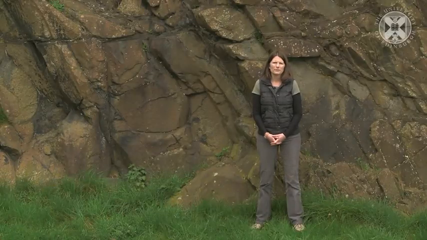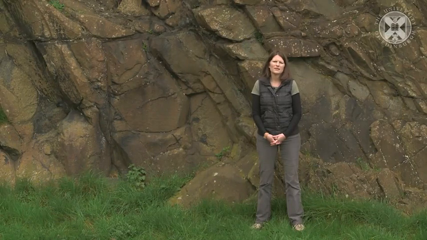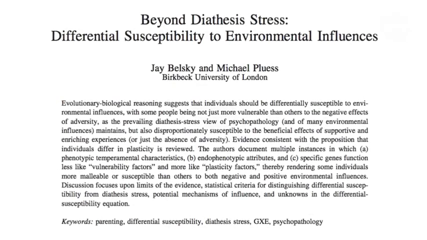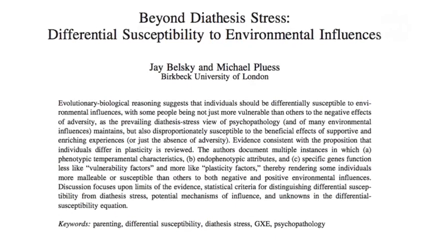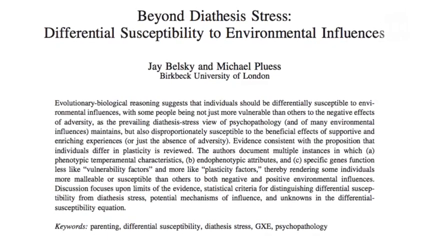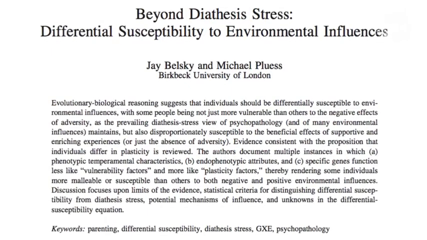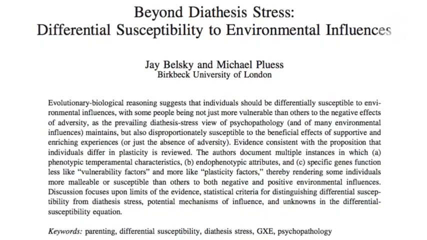One example of how gene-environment interaction research is influencing our understanding of risk and resilience is the theory of differential susceptibility put forward by Jay Belsky and Michael Pluess. They noted, as has also been seen in clinical and research practice, that children experiencing the same risks and the same environmental stressors were having differential outcomes.